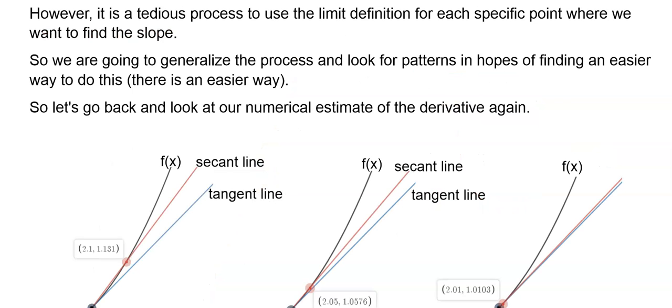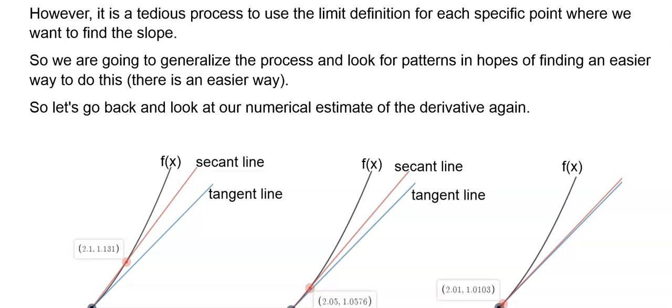Well, it's a tedious process. It's going to be really tedious to use the limit definition for each specific point where we want to find the slope. And if we get into messier numbers, I've been giving you really easy, simple numbers to do where all the slopes always turn out to be a whole number and all that. But what if we have numbers that aren't as nice? That's going to really be tedious.